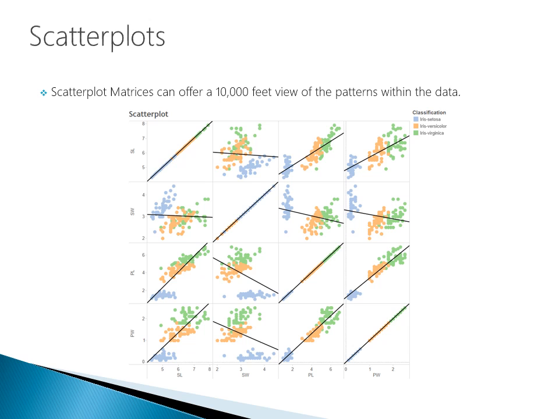Scatterplot matrices can offer a 10,000 feet view of the patterns within the data. We can run a bunch of scatter plots at the same time. If we have all numeric values in our data set for our independent variables, or even our dependent variables, we can produce this scatterplot matrix and just see the relationships of the data.